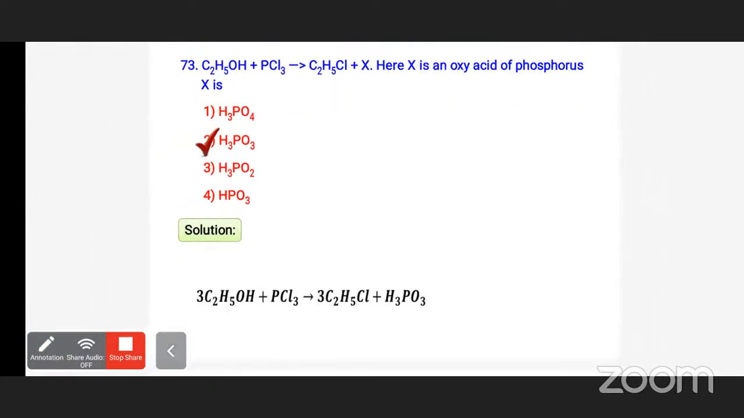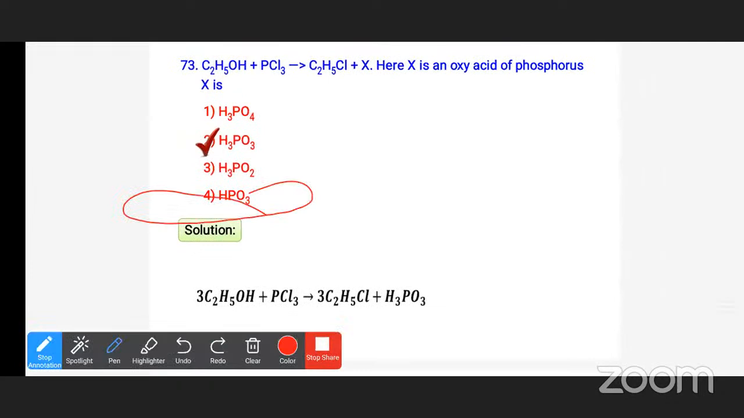C2H5OH, ethyl alcohol, plus PCl3, phosphorus trichloride, gives rise to ethyl chloride plus X, where X is an oxy acid of phosphorus. So X is: C2H5OH, ethyl alcohol, reacts with PCl3 to form ethyl chloride, and the remaining product is H3PO3.